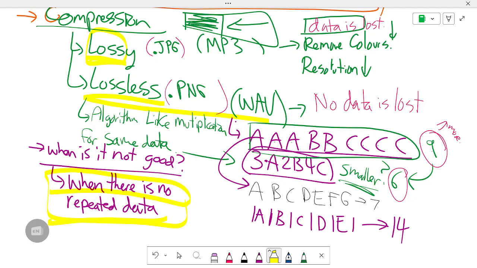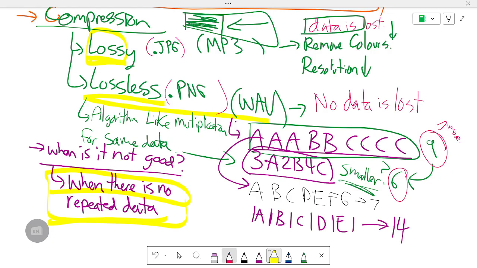Lossy compression is not good when there is no repeated data. Alright, so that's all the file sizes from Unit 1. This was a long time ago, so I'm pretty sure we may have forgotten this. Just make sure that you get that.